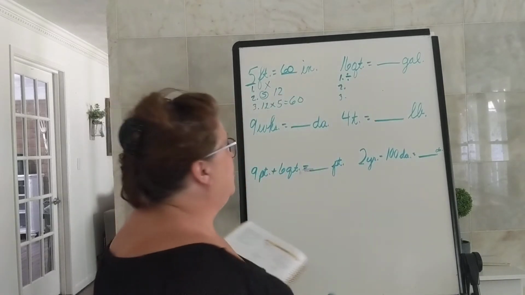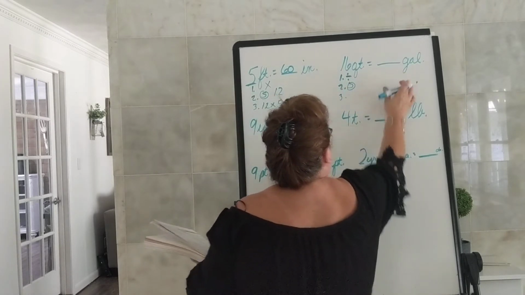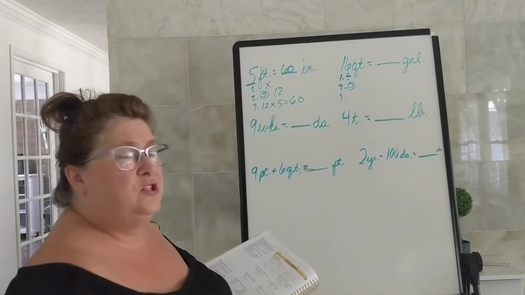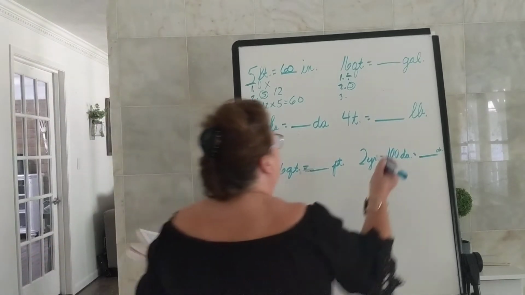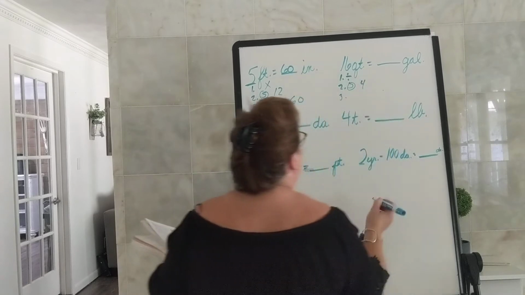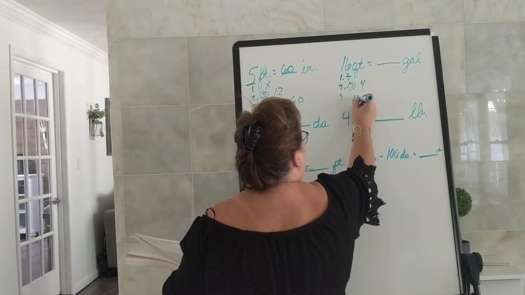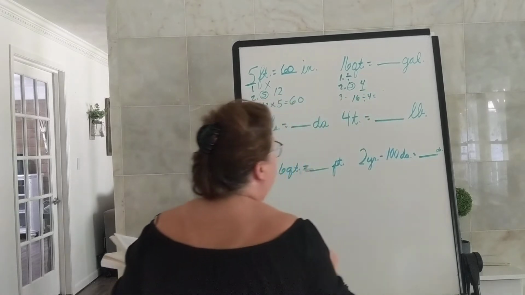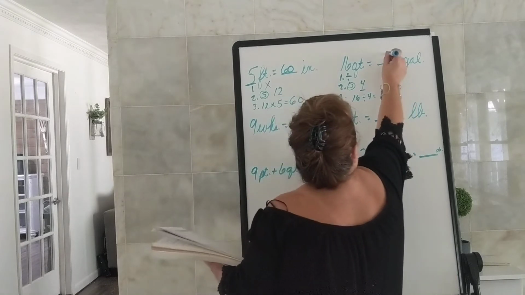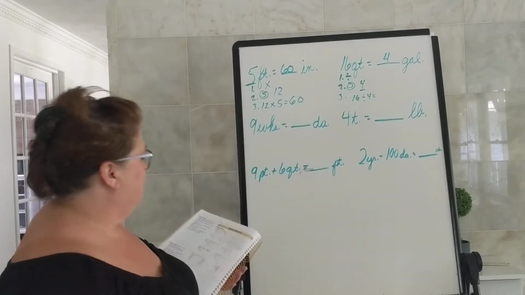Number 2, we have to find our special number. So how many quarts are in a gallon? 2 cups in a pint, 2 pints in a quart, 4 quarts in a gallon. So our special number is 4. So we are going to divide our given number 16 by our special number 4. And 16 divided by 4 is 4. So 16 quarts equals 4 gallons.